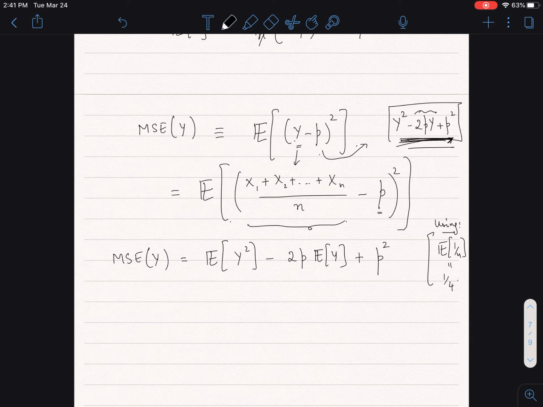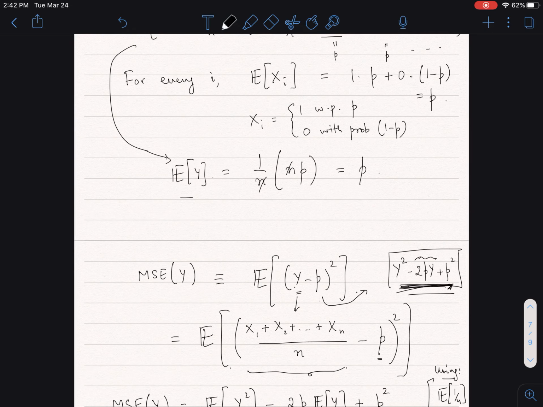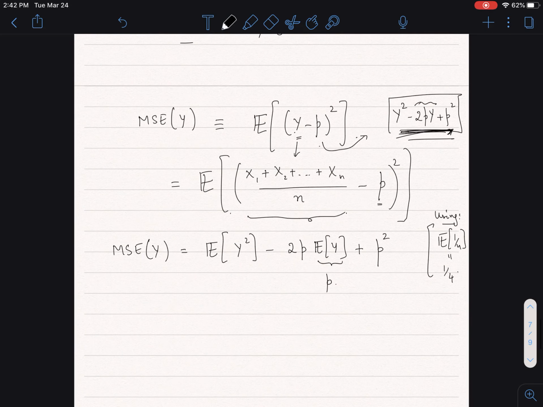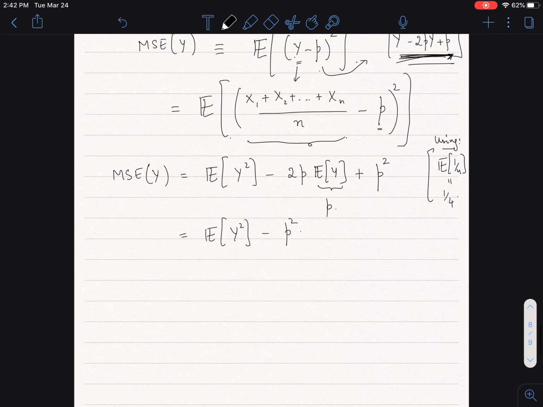So this is what we have. And I have already told you that the expected value of y is equal to p. This is something we saw here. So this one is the expected value of y squared minus p squared. Okay, so far so good. Where y is the sum of xi divided by n.